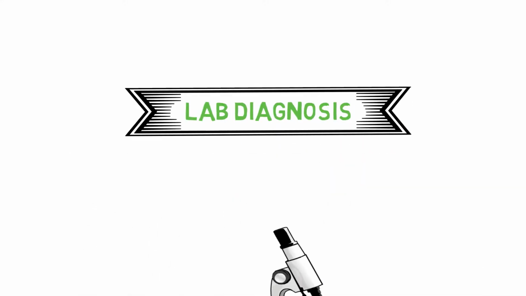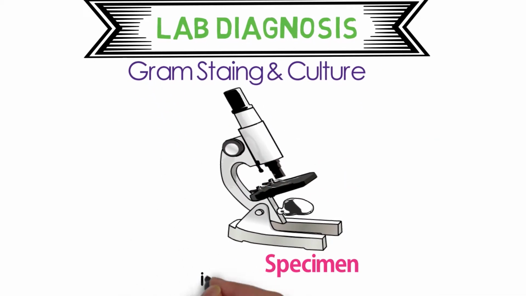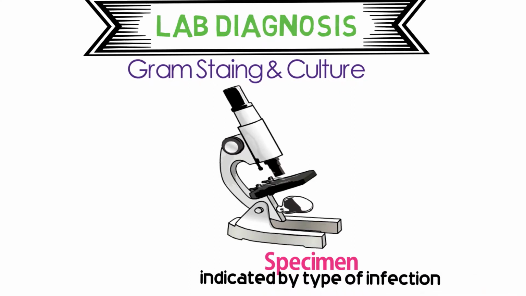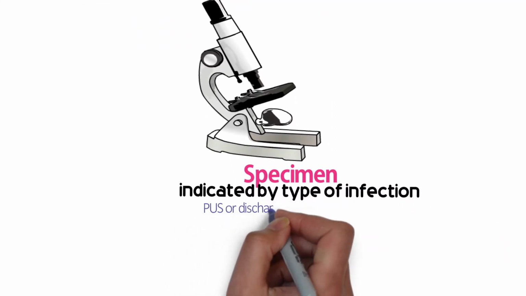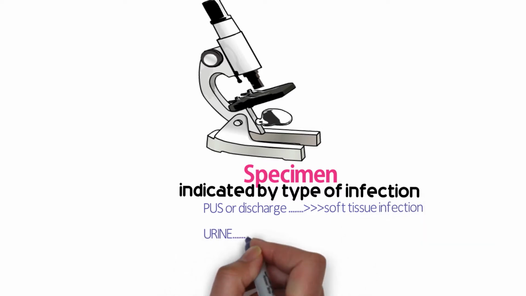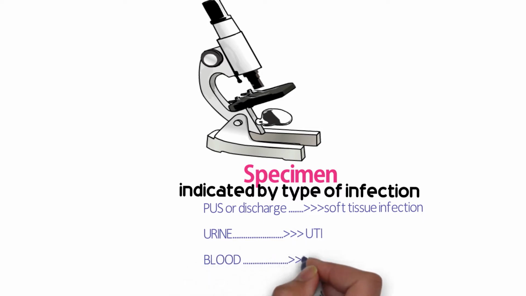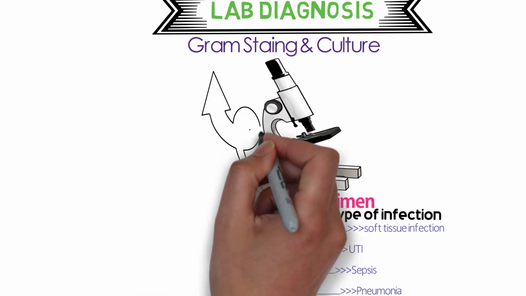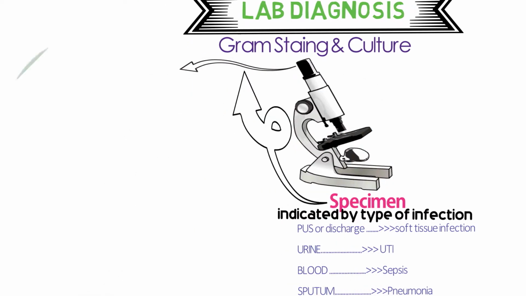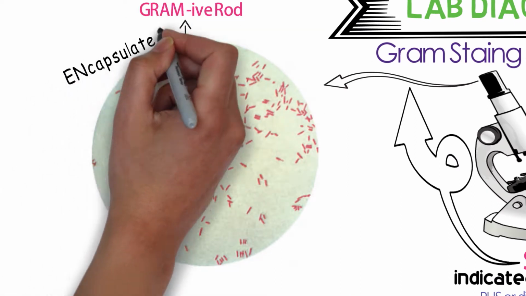And now we move on to the lab diagnosis. In lab diagnosis, we shall discuss gram staining and culture. Specimen is obtained as indicated by the type of infection, like take specimen from skin infection, take pus from soft tissue infection, take urine in UTI, and take blood in sepsis, and take sputum in pneumonia, and so on and on. Gram stained specimen shows gram negative rod, that is motile and encapsulated.